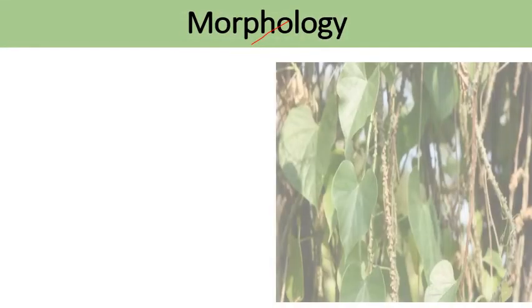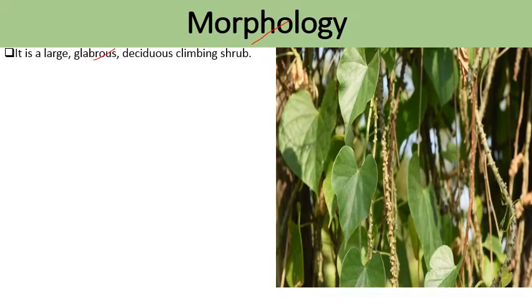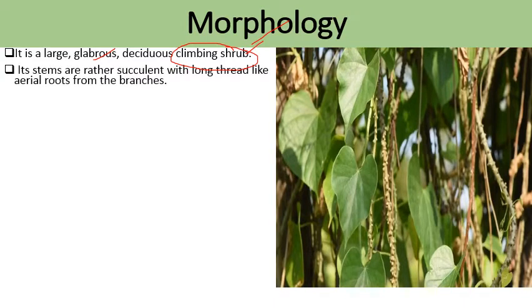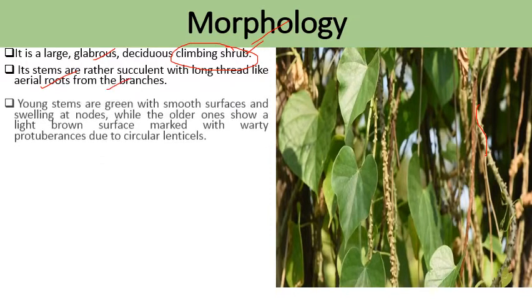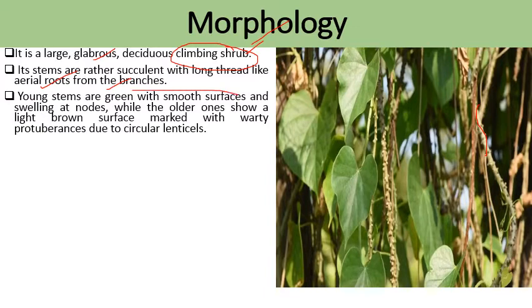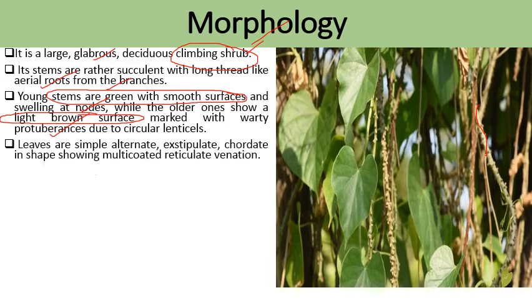Next, morphology. It is a large glabrous deciduous climbing shrub. So ये climbing shrub है. Its stems are rather succulent with long thread-like aerial roots. इसमें से aerial roots निकलती हैं stem से, from the branches. Then young stems are green with smooth surfaces. जो young stem हैं वो green होते हैं with smooth surfaces and swelling at nodes, while the older ones show a light brown surface and are marked with warty protuberances. तो इसमें हमें कुछ protuberances से दिखते हैं stem के ऊपर जो old stem है, in a circular pattern, and these represent the circular lenticels. ये जो protuberances हैं ये represent करते हैं lenticels को.